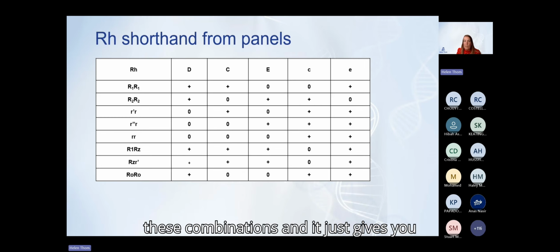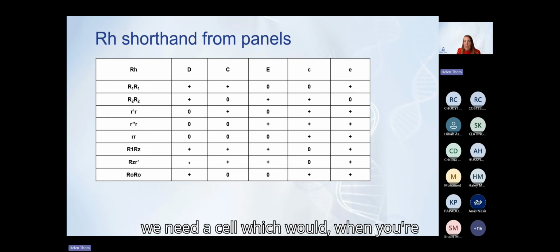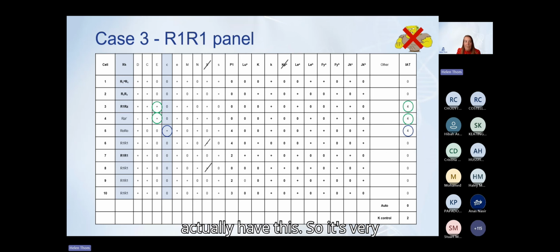So what you do is use these combinations, and it just gives you a bit of shorthand. If we're wanting to look at an R1R1 panel, we need a cell which, when you're looking at your R1R1 panel, you actually have this. It's very similar to your other panel in that it's made up of group O donors, but this time it has all of the phenotypes apart from one. All of the cells consist of the R1R1 phenotype.